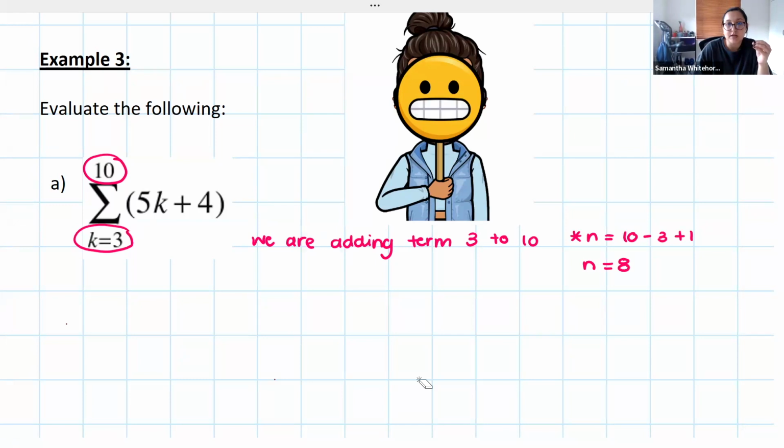So if you just count it out on your fingers, obviously we won't do it for all of them, but counting it out on your fingers for this one proves why we have to add the 1. We're adding term 3, 4, 5, 6, 7, 8, 9, 10. It is 8 terms. We often forget to count one of those terms when we do the addition or when we do the subtraction, and so we end up calculating the sum of the incorrect number of terms. So these questions are where that top minus bottom plus 1 is really important. Okay, so we know how many terms we're adding.